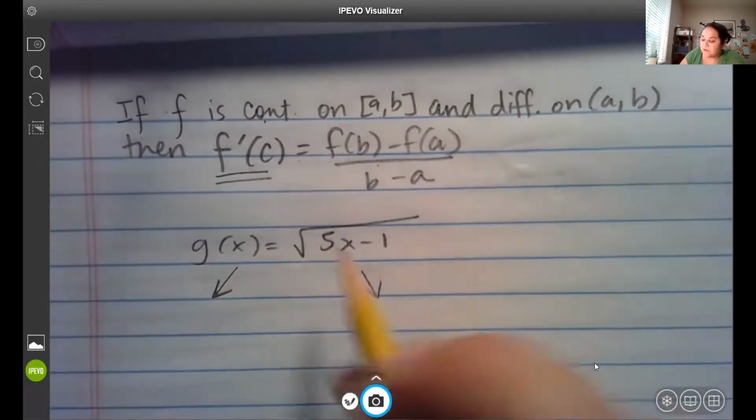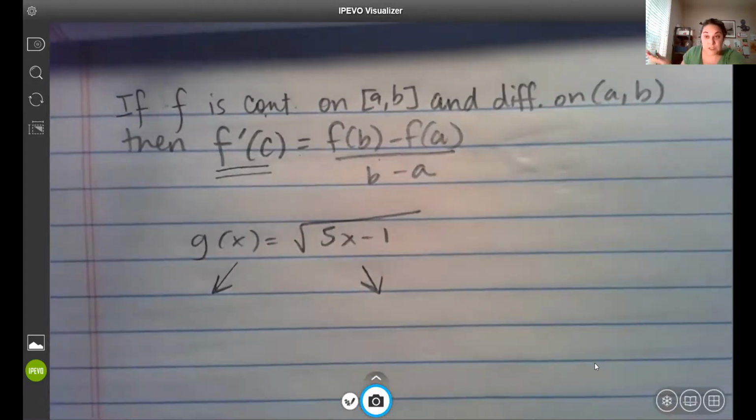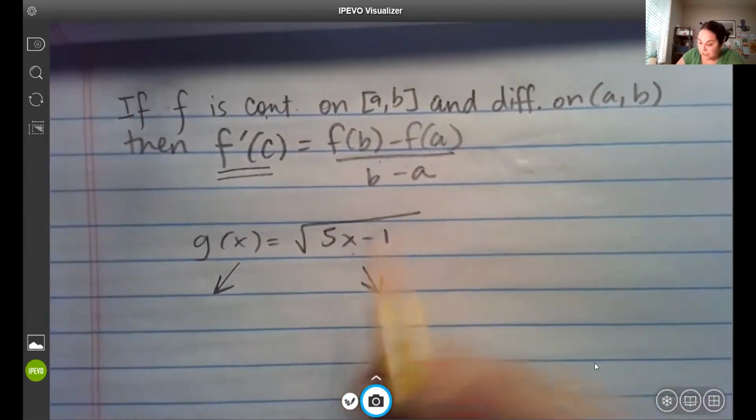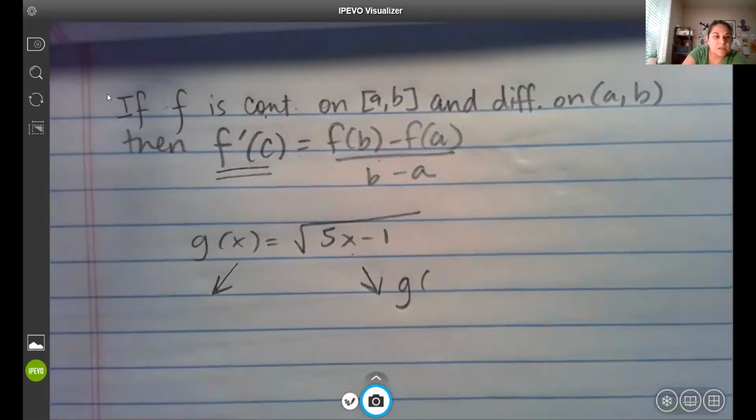On one side, you're going to find the derivative, and on the other side, you're going to use the given function and basically use the slope formula, right? The change in y and the change in x. So I'm going to do this side first with the given equation of g of x. And so what I'm finding is g of, let me go back to the interval here. It was between 1 and 10.